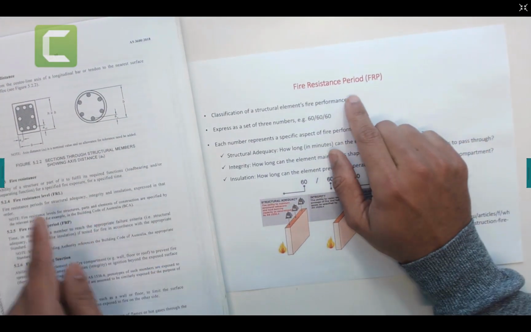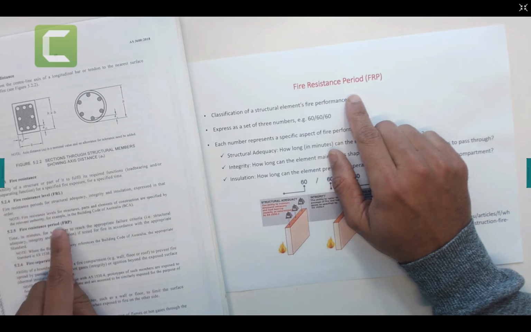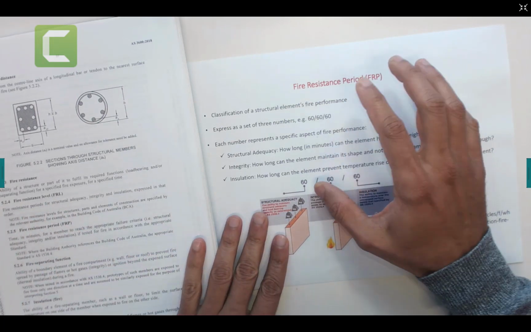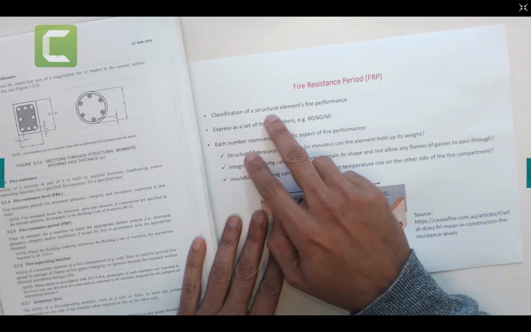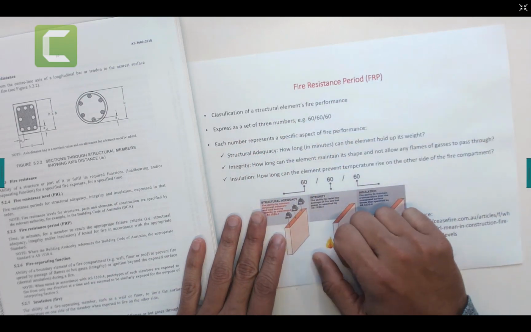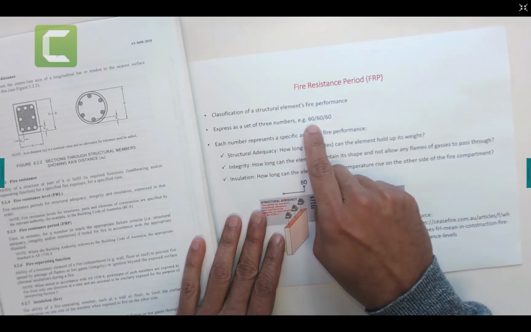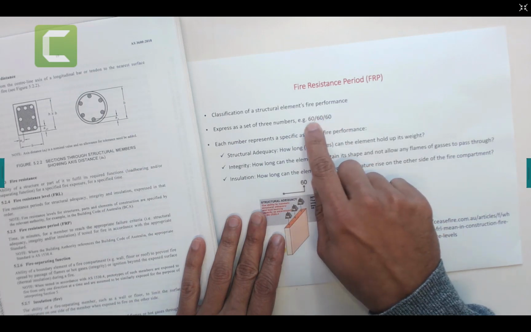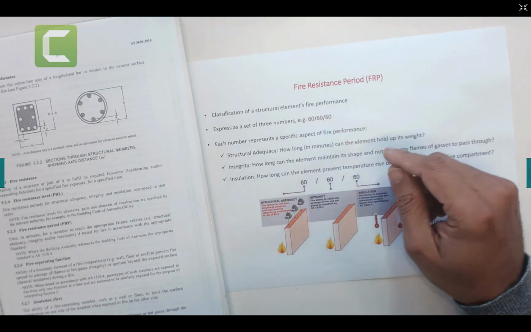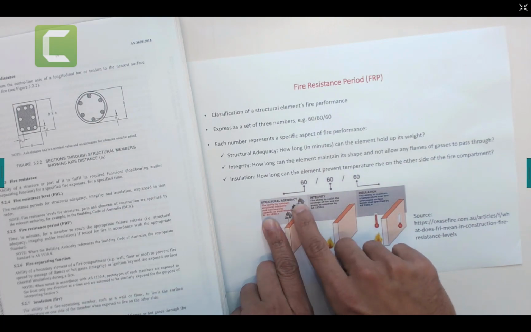here. Fire resistance period, that's written here. Now, fire resistance period is a classification of structural element for fire performance. Let's say someone provides the notation 60, 60, 60. It's in minutes, and the first number represents structural adequacy.